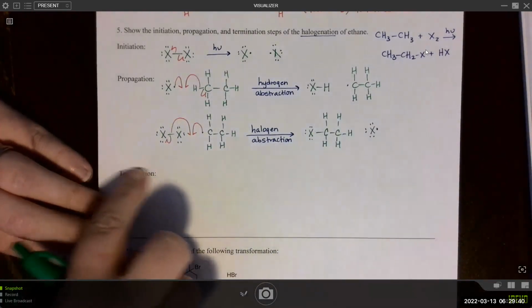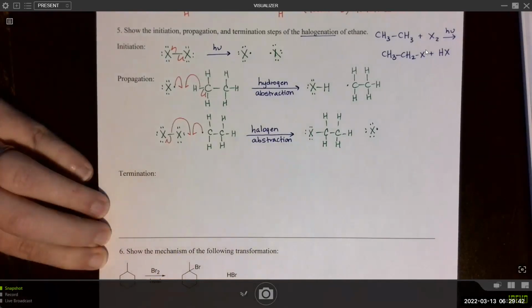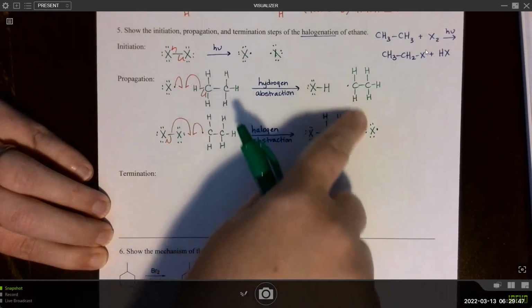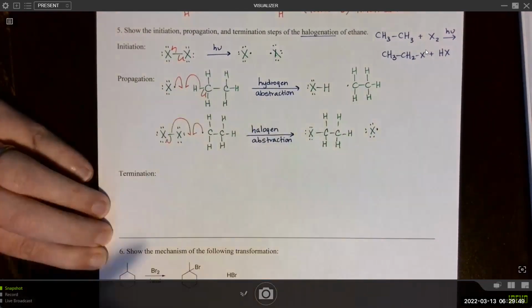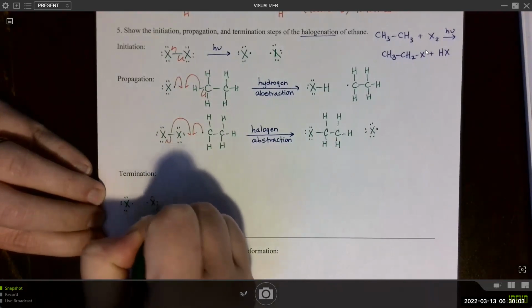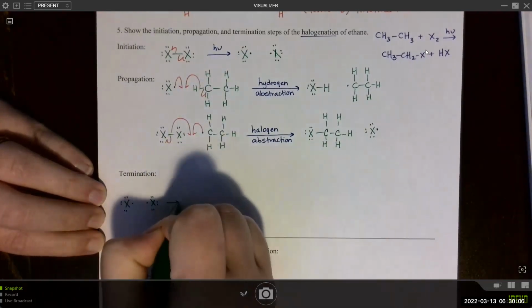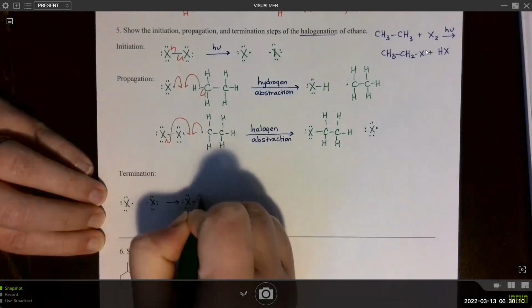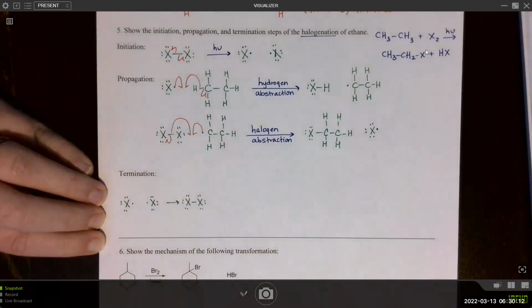So termination steps are technically not, they don't explain the product. The majority of the product comes from the second propagation step, right? But there are various termination steps that could happen. So you could have the reverse of the coupling to reform X2.